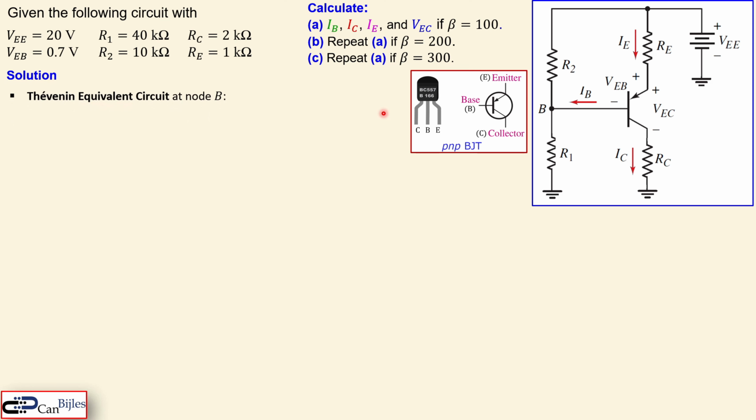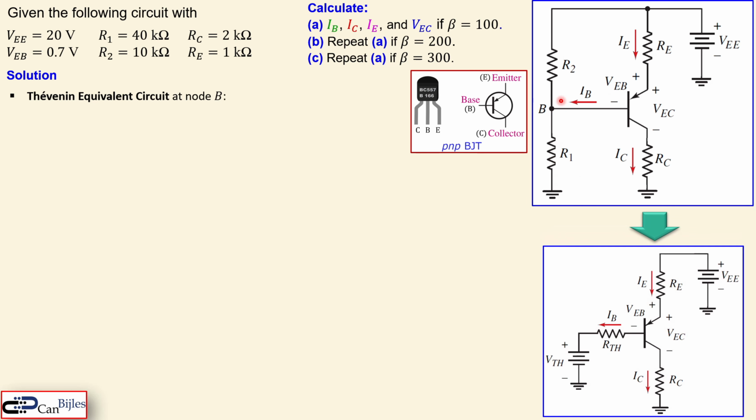For this circuit we will develop at this node B the Thevenin equivalent circuit. That will be handy for the exact calculation. So this circuit will be transformed by making the Thevenin equivalent circuit at this node. The Thevenin equivalent circuit has the Thevenin resistance and also the Thevenin voltage. So only this part, the voltage and the resistor, is that Thevenin equivalent circuit.